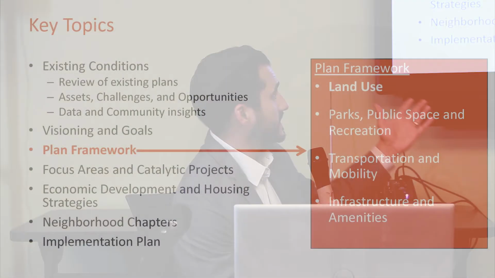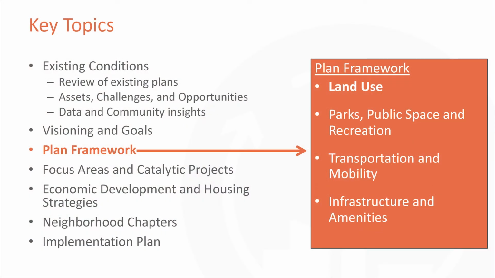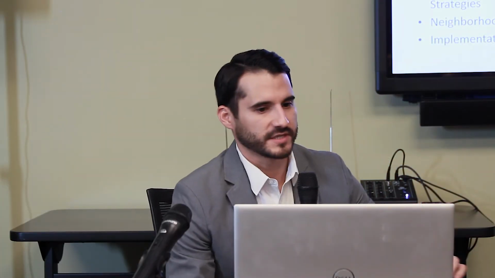Some of the key topics listed here correspond to what's actually in the plan for each of the sub-areas. Each of the plans, including the South Community Plan, will have its own specific set of recommendations related to what we call the plan framework. So really, as the planning department, our most influence that we have is the land use plan, but we also have a set of recommendations and strategies for parks, mobility, infrastructure, and amenities. And then we also include chapters that are specific to focus areas, catalytic projects, economic development and housing strategies, as well as neighborhood chapters, and finally an implementation plan, right? Like, how are we actually going to do this?